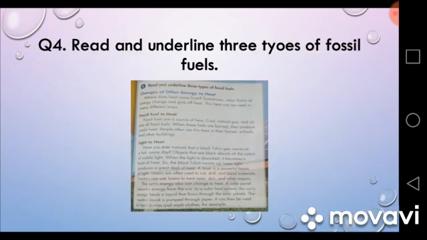Question number 4. You have to read this passage and you have to underline the 3 types of fossil fuel.